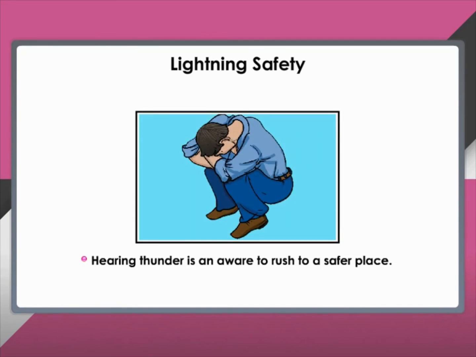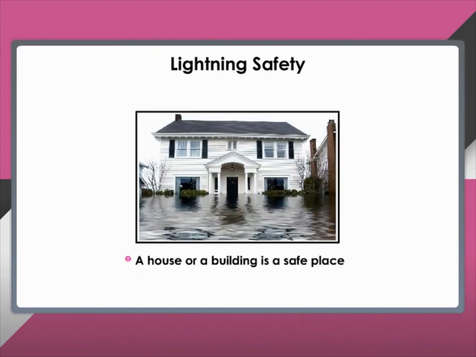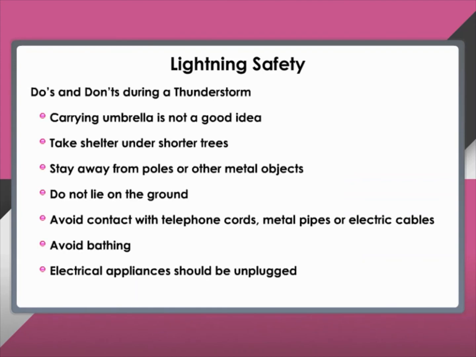During lightning and thunderstorm, no open place is safe. Hearing thunder is an alert to rush to a safe place. After hearing the last thunder, wait for some time before coming out of the safe place. A house or a building is a safe place. In case of traveling by car or by a bus, it is safe to be inside with the windows and doors of the vehicle shut. Let's discuss the do's and don'ts during a thunderstorm.